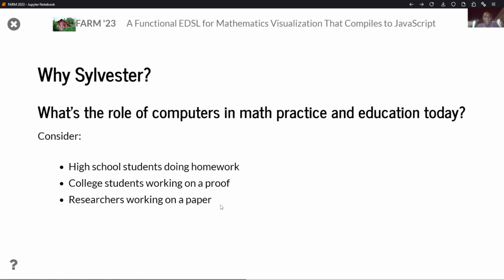So we looked at visualization in Sylvester. Why Sylvester? Let's now talk a little bit about what motivates developing yet another mathematical language, yet another programming language. Well, if you think about the role of computers in math practice and education today, you think of high school students doing homework, or college students working on a proof or an assignment, or researchers working on a paper.